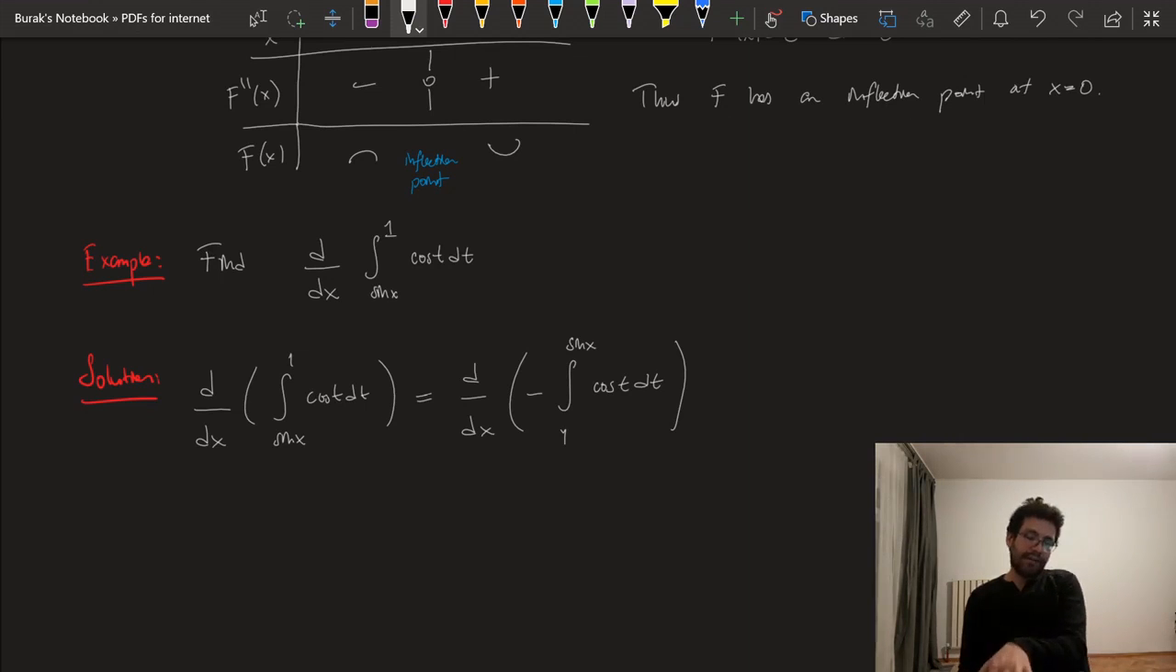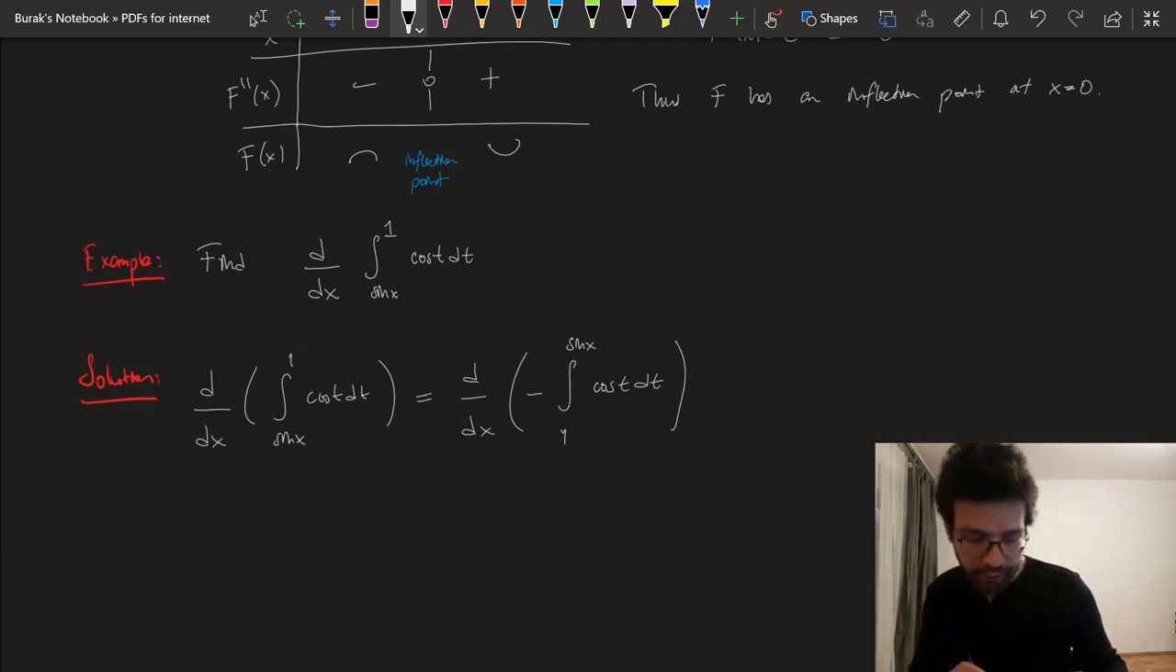Now this is closer to the statement that I saw in the fundamental theorem, but it's still not the same. In order to apply the first part, I need a definite integral from a constant to x. Now I changed the bounds, so my definite integral has a constant as its lower bound, but its upper bound is not x, it is sine of x. What are you going to do in this case? Now I am going to show you a trick.